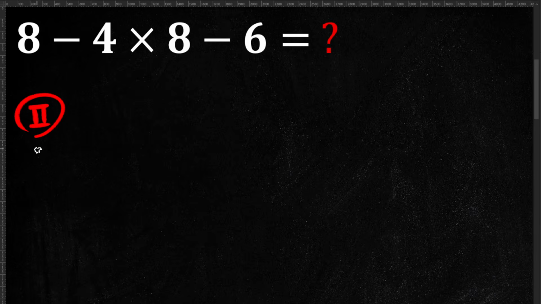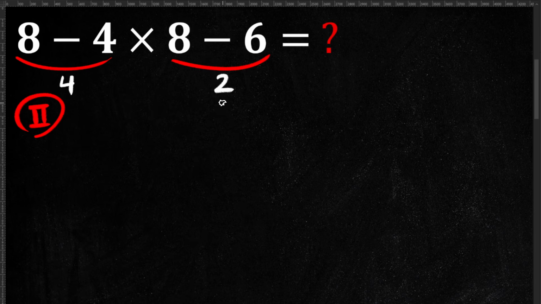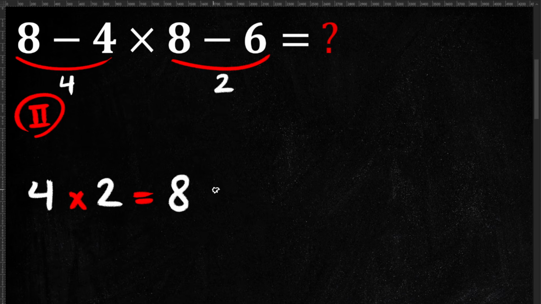Wrong method number 2. Some people mentally split the expression into two separate subtraction problems. They calculate 8 minus 4 equals 4, and then 8 minus 6 equals 2. Now they think the expression has become 4 times 2. 4 times 2 equals 8. So they answer 8. This looks clever, but it is also completely wrong.